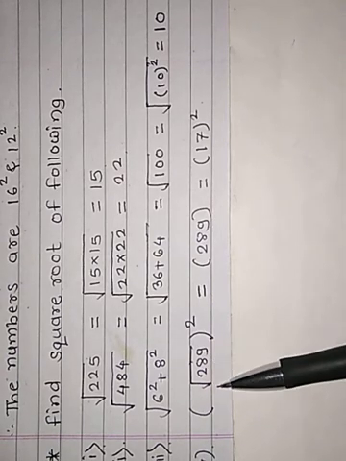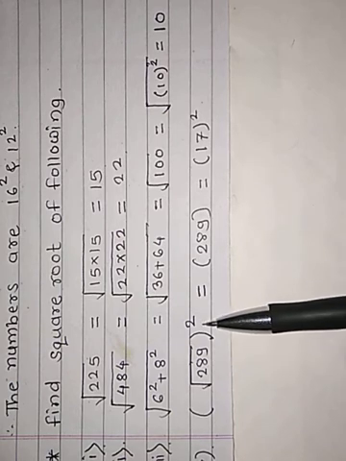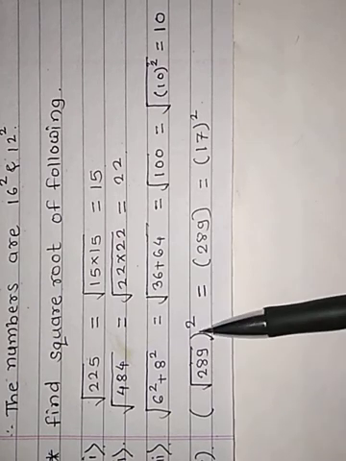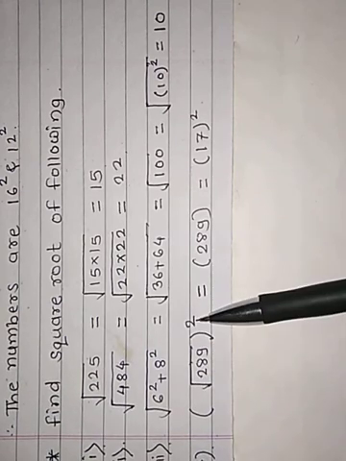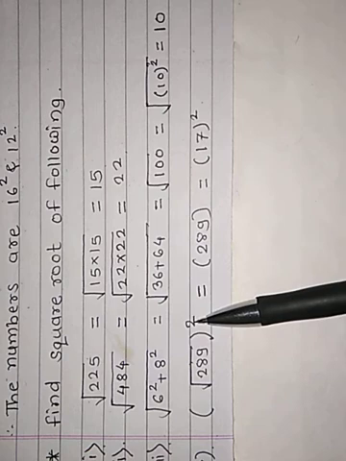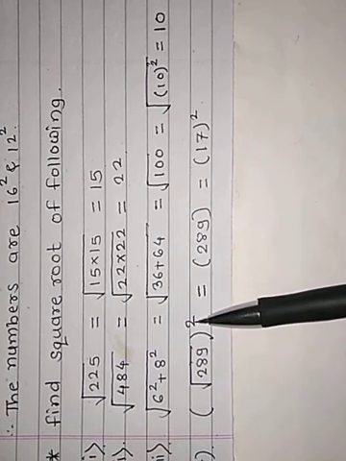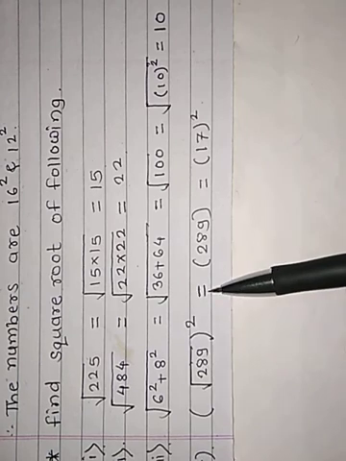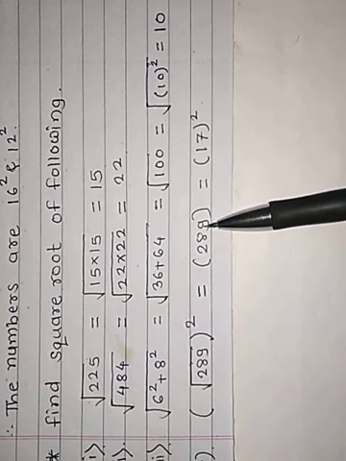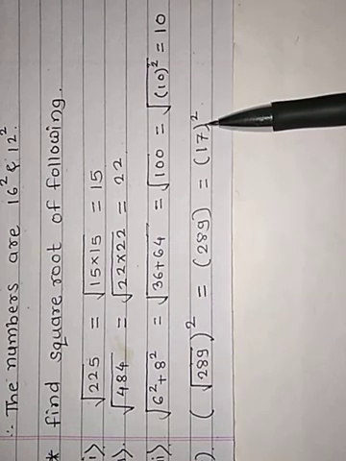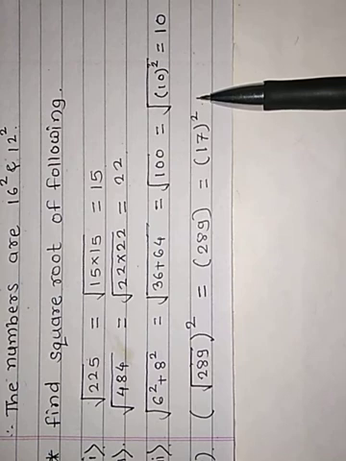See here, square root of 289 and the bracket square is there. So when we find the square of these numbers, the square root and this 2 will be cancelled. That is, square root means 1 upon 2, and 1 upon 2 into 2 will be cancelled, and we get the answer as 289. And 289 is the square of 17. So we can write 17 square.